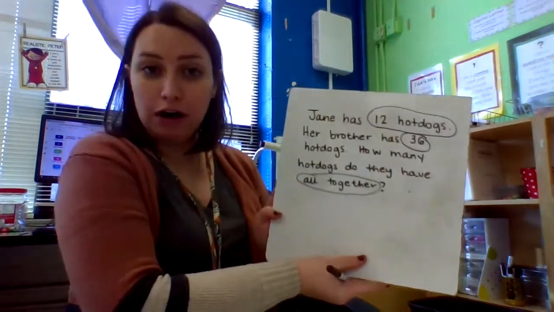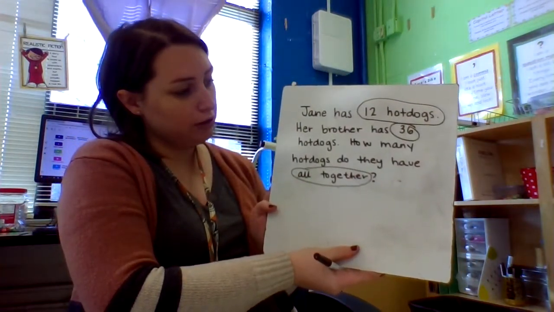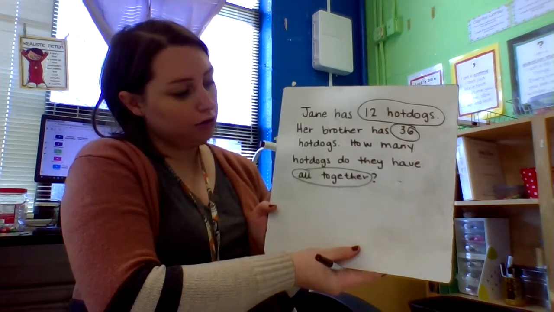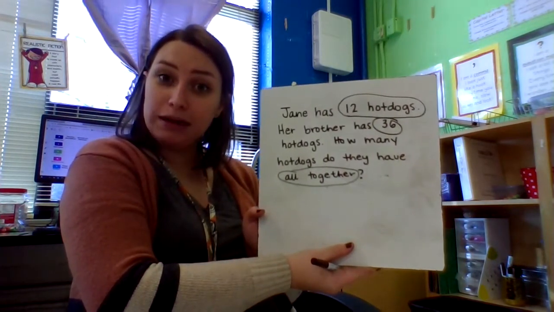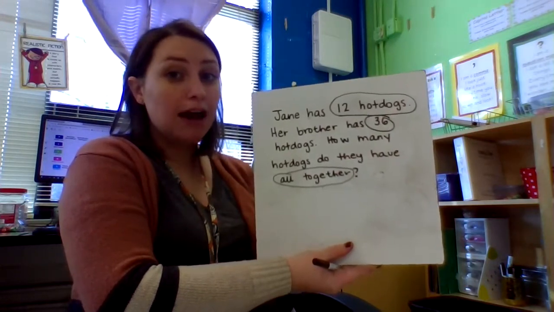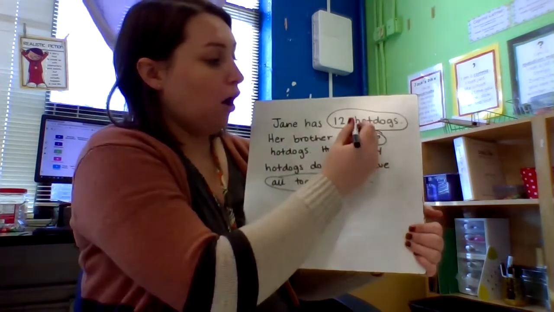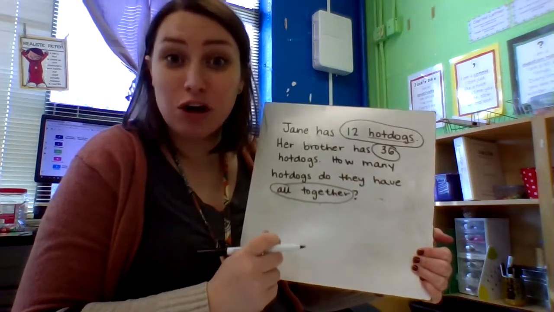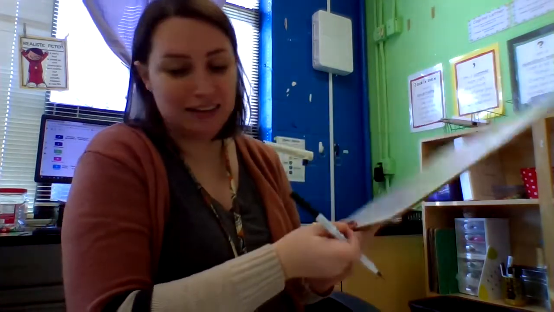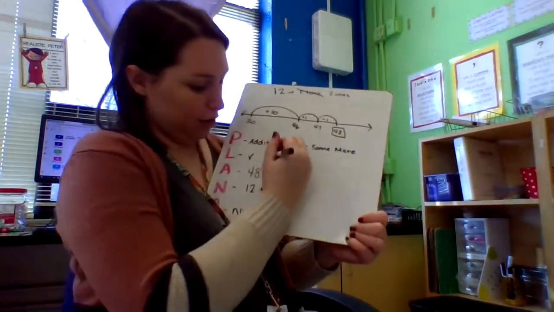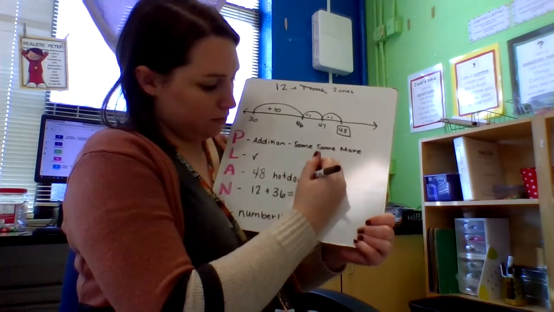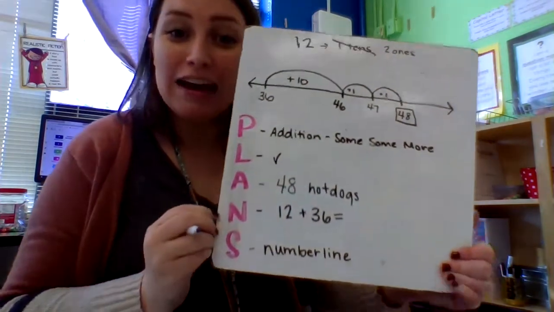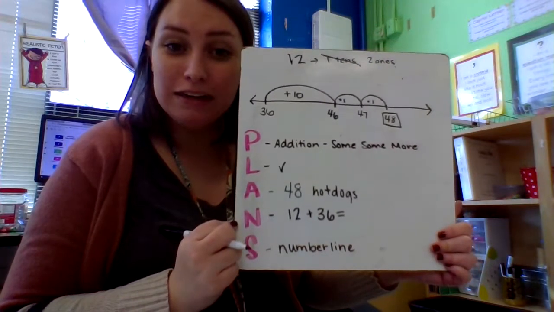Jane has 12 hot dogs. Her brother has 36 hot dogs. How many hot dogs do they have altogether? Okay, I think my answer makes sense. Now before I'm done, I have to make sure that I write the word hot dogs, because that's what we're talking about for this problem. So I come back to 48 and I write the word hot dogs. All right. And now my problem is complete.